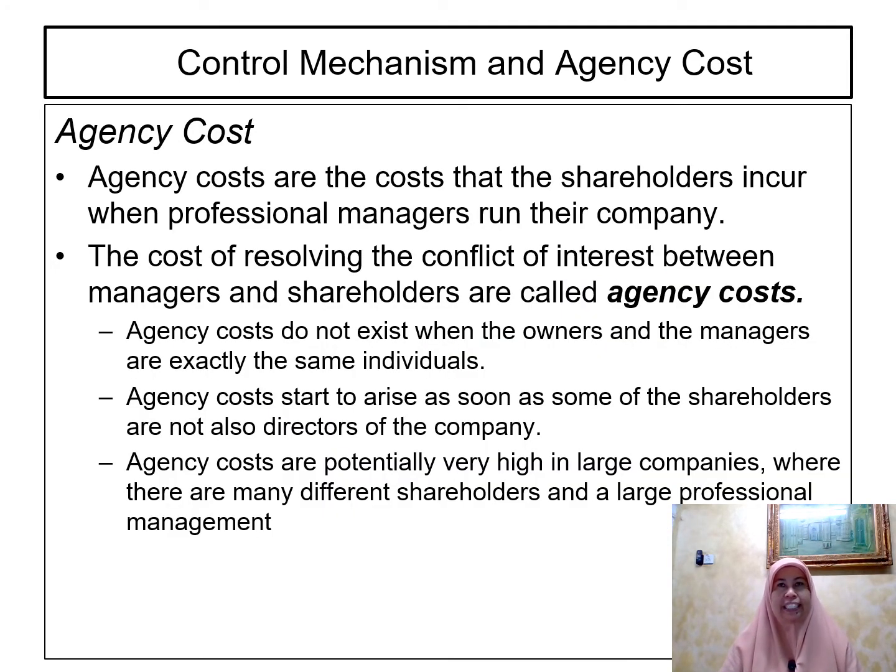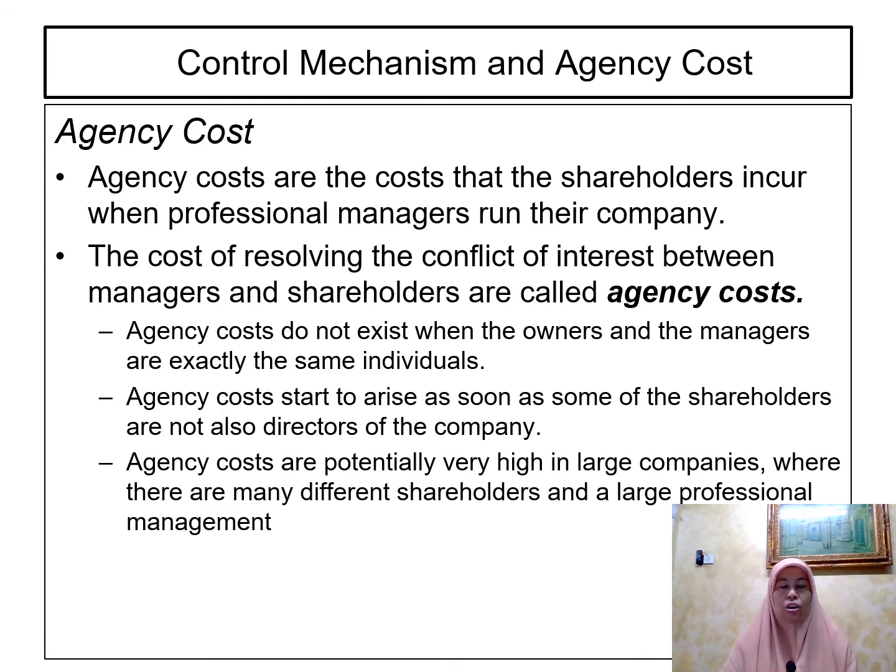Okay, so these agency conflicts or agency problems need to be overcome. The company must have some mechanisms, and these mechanisms or approaches to tackle and mitigate the issue of agency problems will incur some costs, which is the agency cost. So agency costs are the costs that the shareholders incur when professional managers run the company. So the cost to resolve the conflict, the cost to overcome the problem between the managers and shareholders, is called agency costs.